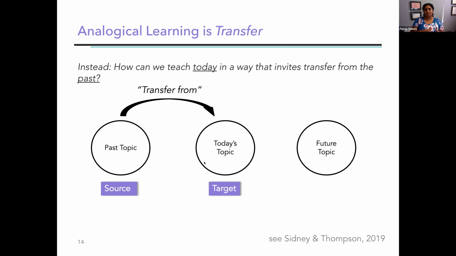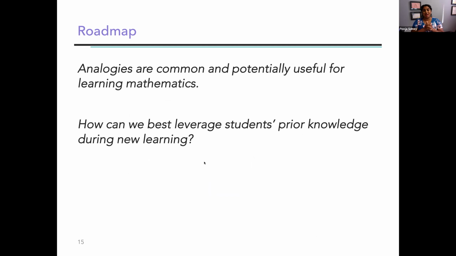And so in contrast to intervening on the source of transfer, the work that I'm going to show you today intervenes on the target of transfer in order to bring that knowledge in from the past. So this brings me back to my question of how do we best leverage students' prior knowledge during new learning?